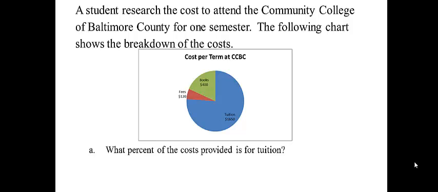Let's look at the question where student expenses to attend the Community College of Baltimore County are broken down in the following chart. What percent of the cost provided is for tuition? So we see again our graph is the cost per term at CCBC, and we want to figure out what percentage, what amount of that circle, is dedicated to tuition.